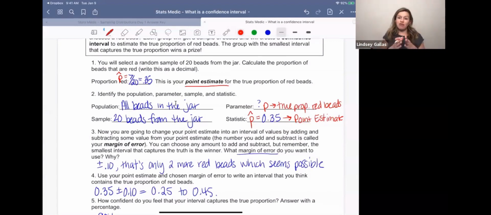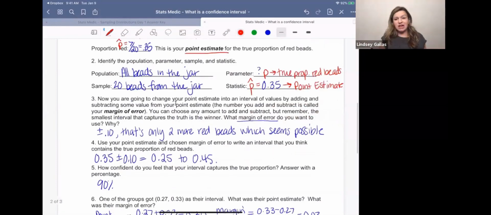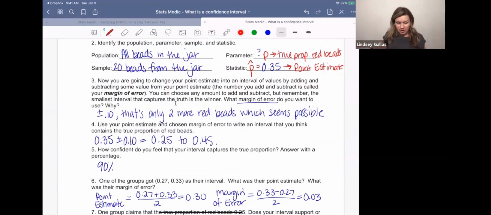So the question is, how far from that do you want to go? This is totally up to you. You do not need to have what I have. This was just the way I thought through it. I thought, well, if I had 2 more red beads or 2 fewer red beads, that'd be a 10% swing in either direction. So I said I would do plus or minus 0.10, or plus or minus 10%. Again, totally up to you. This was just for you to decide what you thought a good range was.